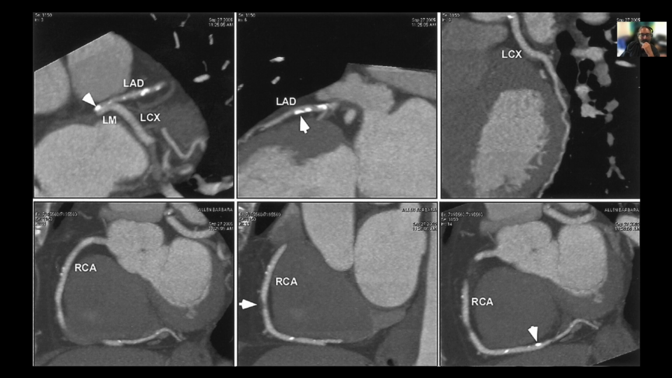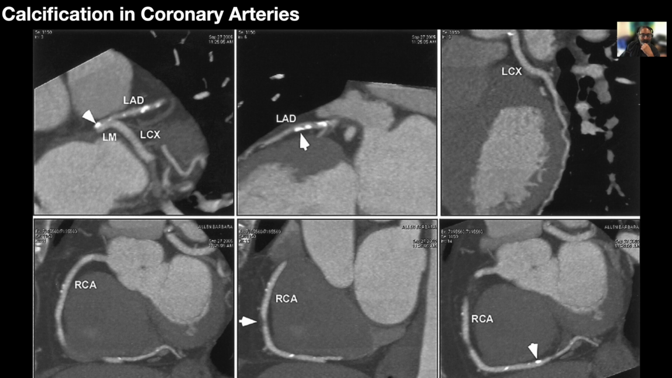Okay, so here they tell you what the arteries are: left anterior descending, left circumflex, and you can see calcifications in them. So that's the circumflex, that's the right coronary artery, and you can see calcifications in them. This is just calcified arteries. So, all right, let's keep going.